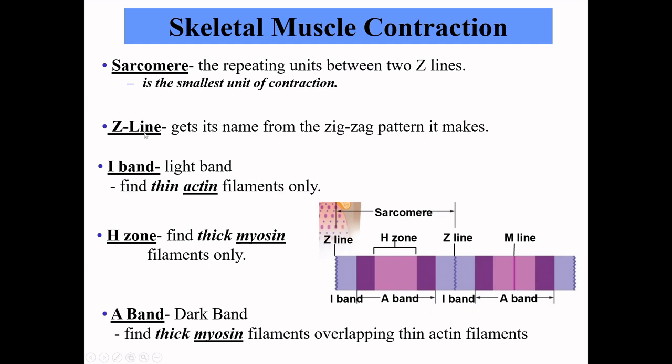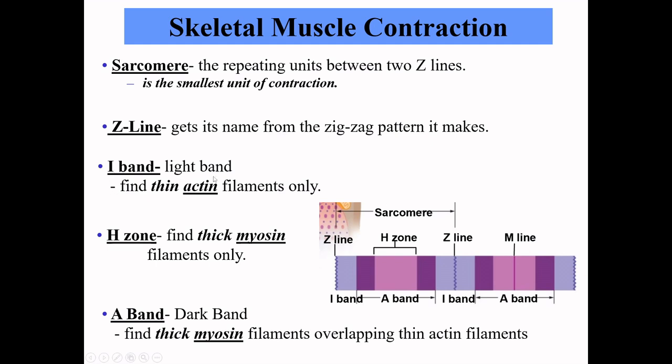Now, first thing, the Z-line separates sarcomeres. Or I shouldn't even say separates, it combines sarcomeres. It sticks one sarcomere to the end of the next sarcomere, and then the next sarcomere, and then the next sarcomere. And separating the sarcomeres is the Z-line. Gets its name from that zigzag pattern, so it makes it pretty easy to spot.